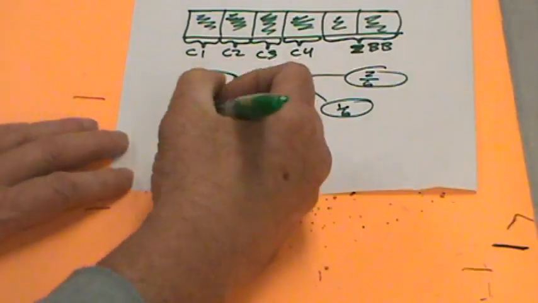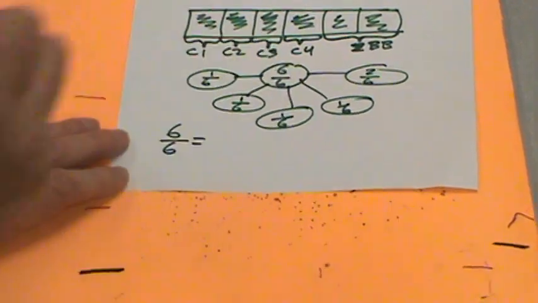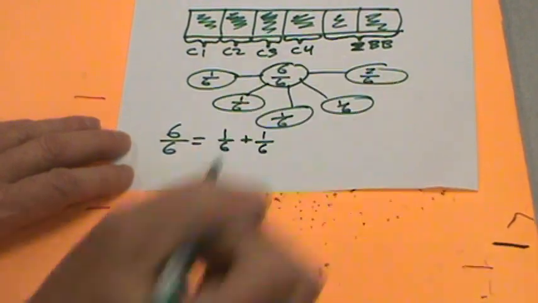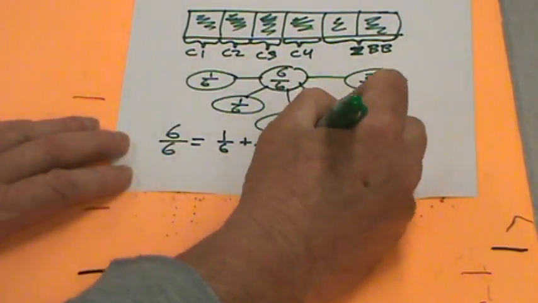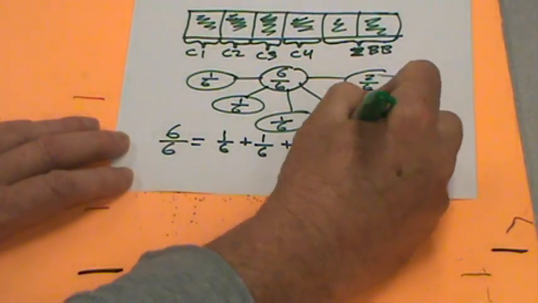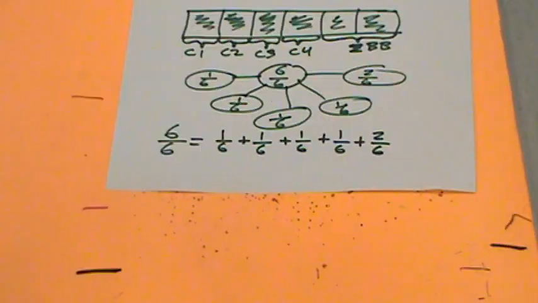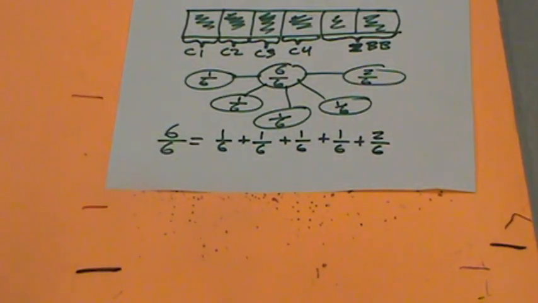So now let's make this into a math sentence to decompose the 6/6. Here we go. I'm going to say 6/6 equals 1/6 plus 1/6 plus 1/6 plus 1/6 plus 2/6. And there we have it. So now we could answer the question. Well, actually, it wasn't really a question. It's just to draw a tape diagram to show how much cake each of the 5 children received. So I don't even have to write that sentence if I follow instructions, and that's exactly what I am going to do.